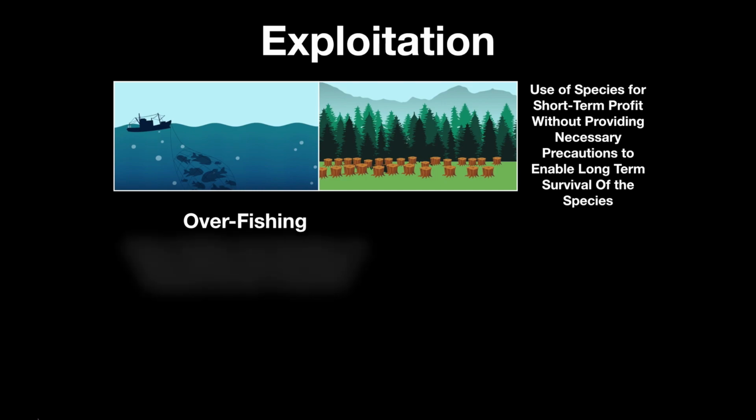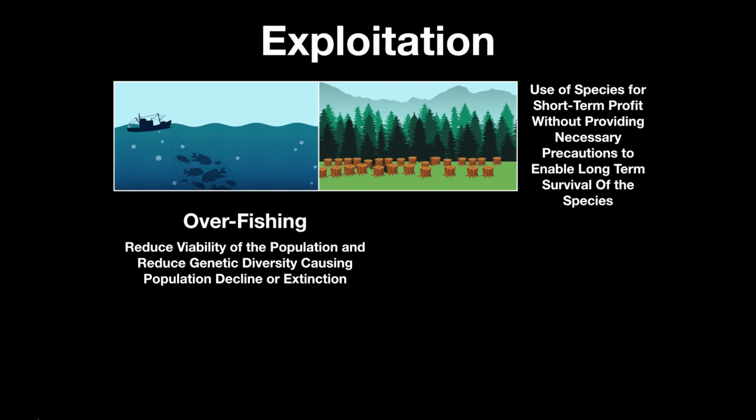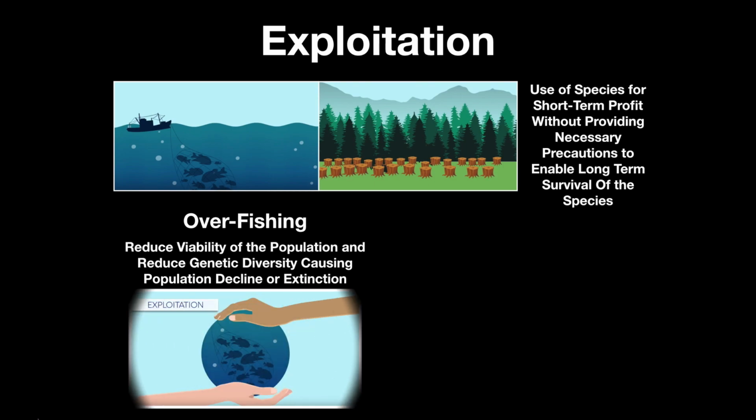A really common example of this is overfishing, and this is when we reduce viability of the population of fish, which can reduce the genetic diversity and cause the population to decline, or it can lead to extinction. So exploitation of tuna populations is a really large problem because we're causing the tuna populations to shrink so much that we're losing alleles within those populations, and we're losing genetic diversity, and because of that, the population could go extinct if we reduce it to a small enough subset.